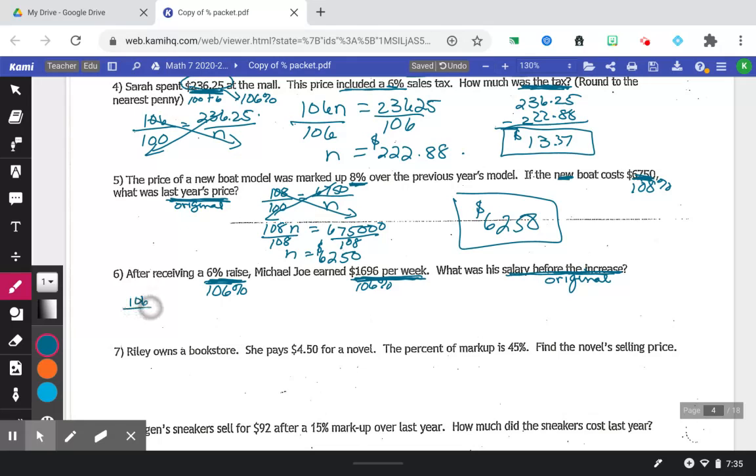We know 106%, and as a dollar amount, that's $1,696, and we're looking for what his salary was before the increase. So we're going to do our cross products. Divide both sides by 106, and you get his original salary before the increase, and that was $1,600.